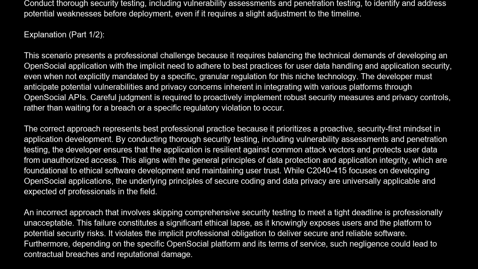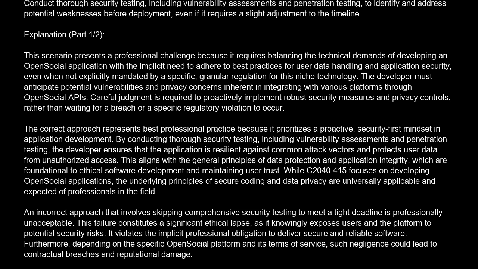An incorrect approach that involves skipping comprehensive security testing to meet a tight deadline is professionally unacceptable. This failure constitutes a significant ethical lapse, as it knowingly exposes users and the platform to potential security risks. It violates the implicit professional obligation to deliver secure and reliable software. Furthermore, depending on the specific open social platform and its terms of service, such negligence could lead to contractual breaches and reputational damage.